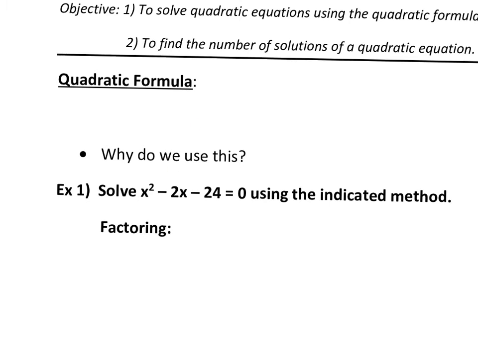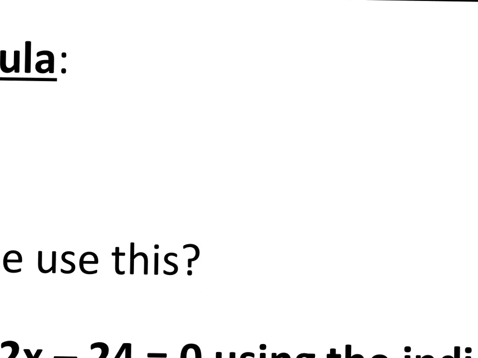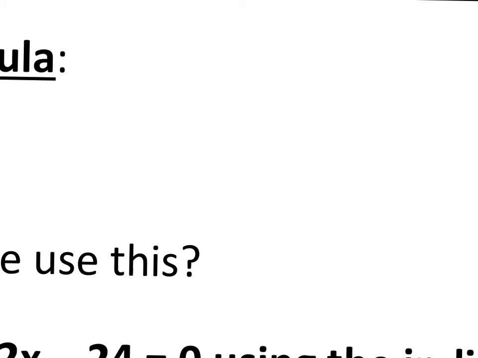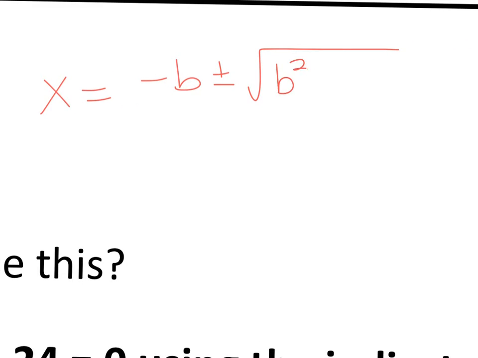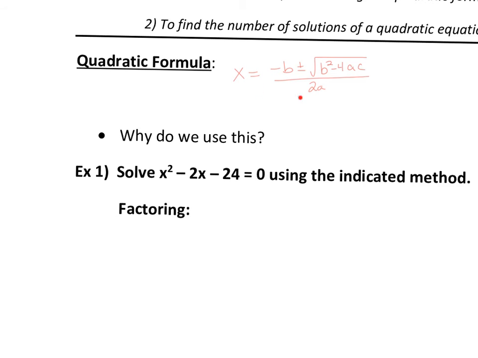All right, so the quadratic formula. The actual formula is x equals negative b plus or minus the square root of b squared minus 4 times a times c, all over 2 times a. All right, so again, why would we do something crazy like this? It's because not everything's going to be factorable.